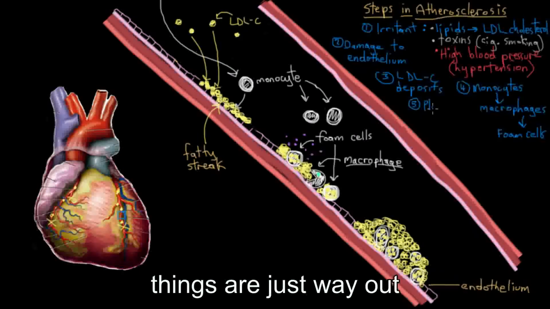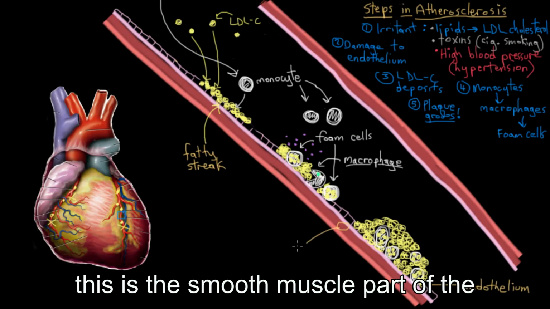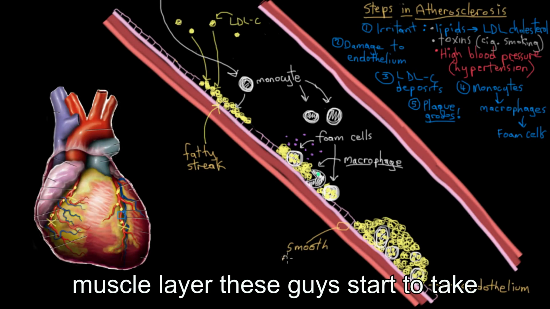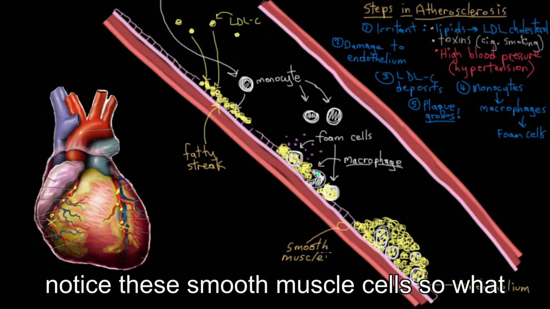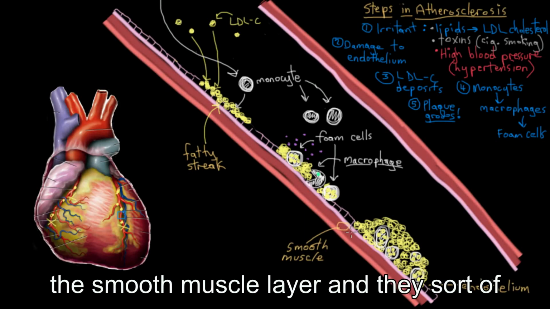And so by now things are just way out of control, right? And these guys in here, this is the smooth muscle part of the artery, by the way. So this is the smooth muscle layer. These guys start to take notice, these smooth muscle cells. So what ends up happening is that you get smooth muscle cells that sort of migrate out of the smooth muscle layer, and they sort of migrate.